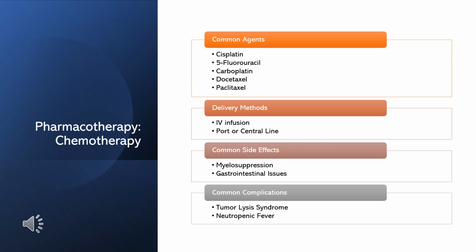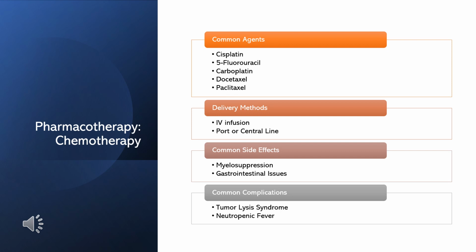Then we've got some secondary medications that are often used, docetaxel and paclitaxel. These are taxanes. They stabilize microtubules, which block cell division. Side effects can include neutropenia and peripheral neuropathy, and it interacts with CYP3A4 inhibitors like ketoconazole.